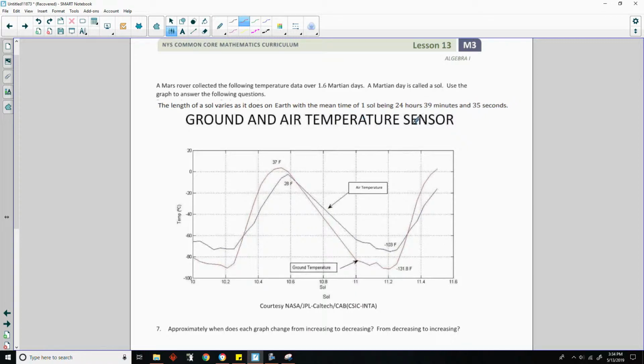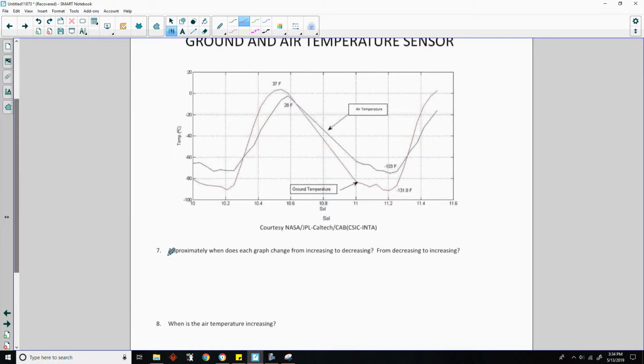Ground and air temperature sensor. So this is temperature in degrees Celsius, and this is sols or Martian days. Ground temperature and air temperature, and this is graphing both. Okay, so it says, approximately when does each graph change from increasing to decreasing and from decreasing to increasing?